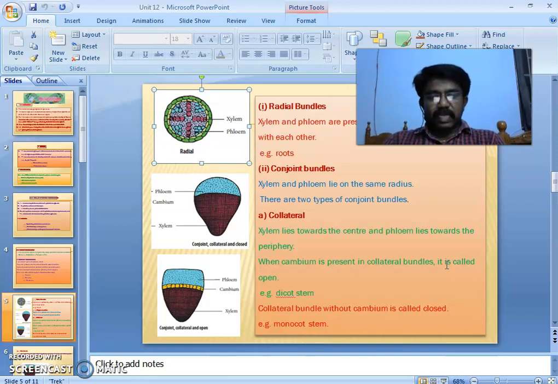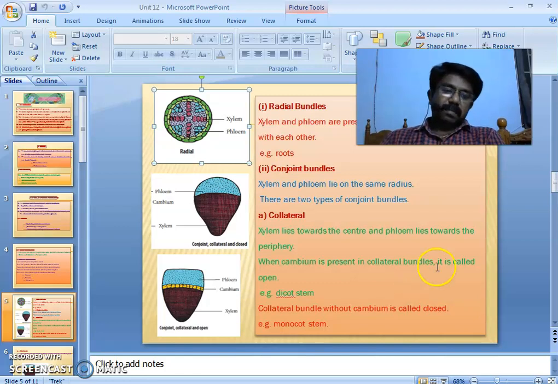Collateral bundle without cambium is called closed. This is a very important one mark. Collateral bundle without cambium is called closed. Example, monocot stem.